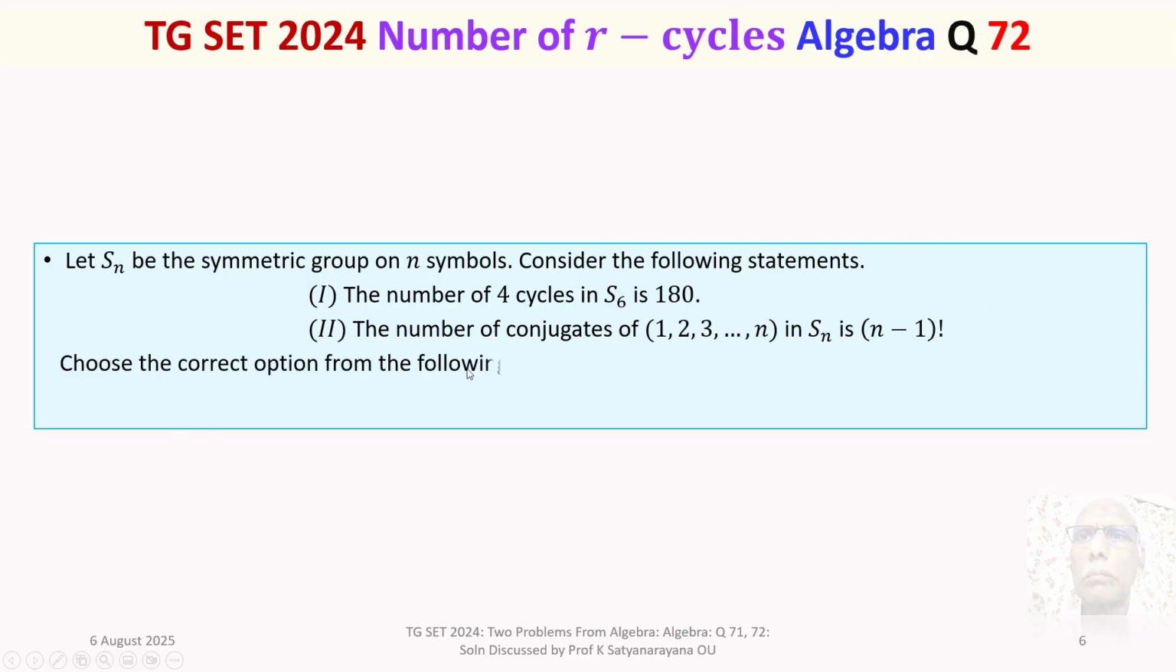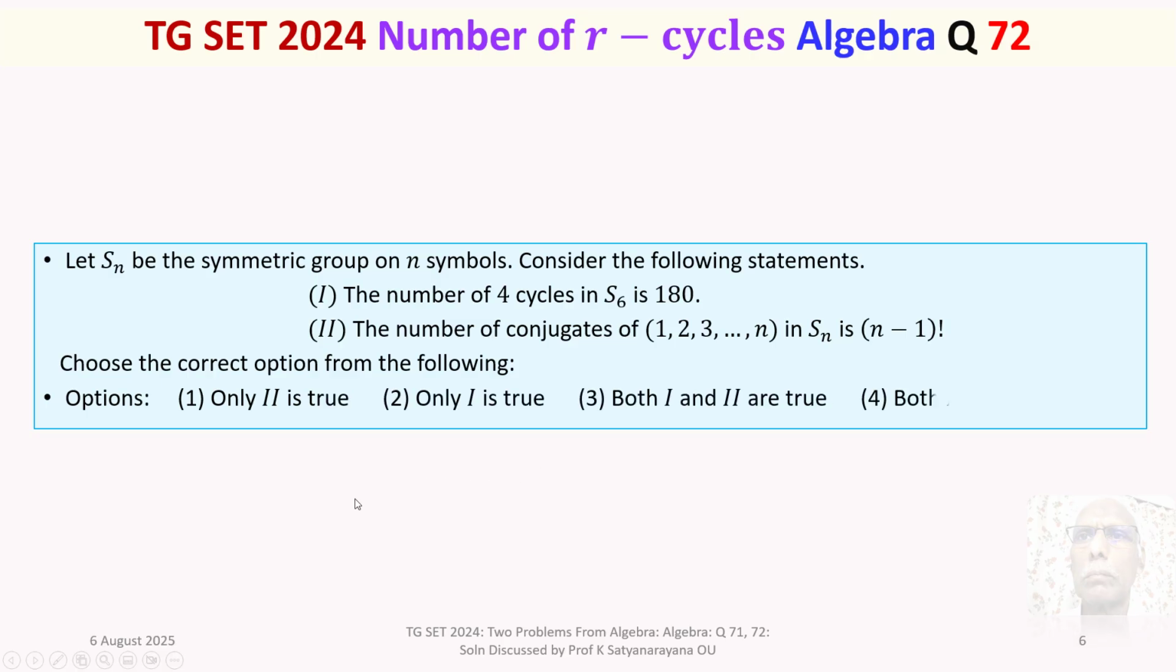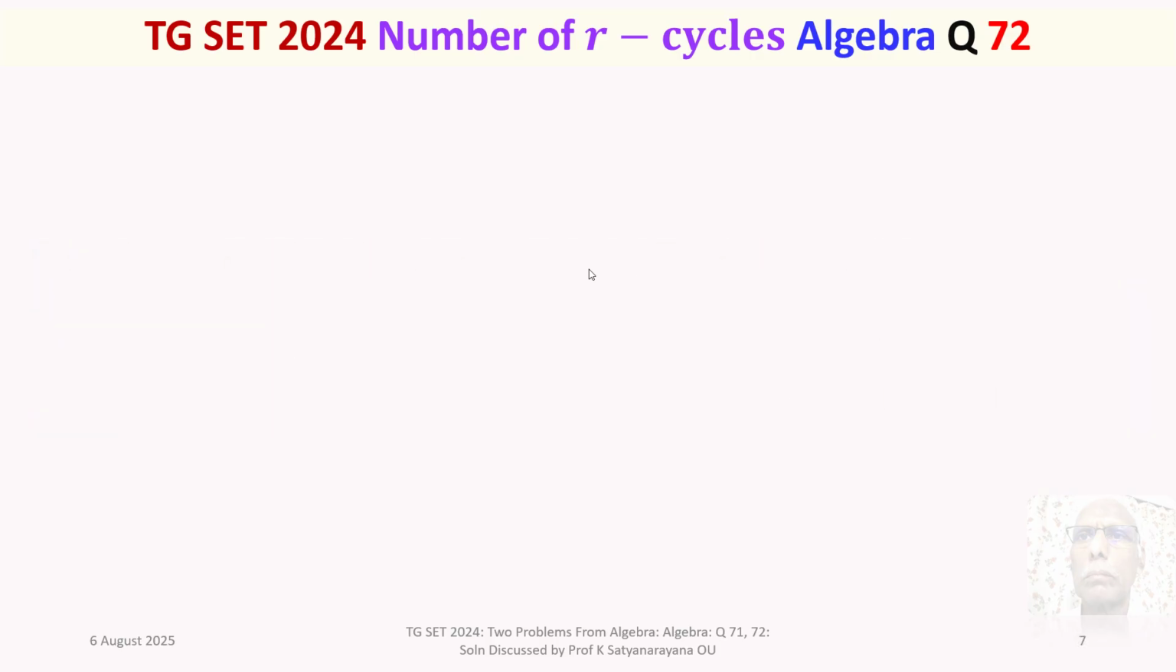Choose the correct option from the following. We are given 4 options. They say: only the second statement is true, only the first statement is true, both first and second are true, both 1 and 2 are false. We will work out this problem in the next slide. Let's now discuss the solution of the problem in detail.